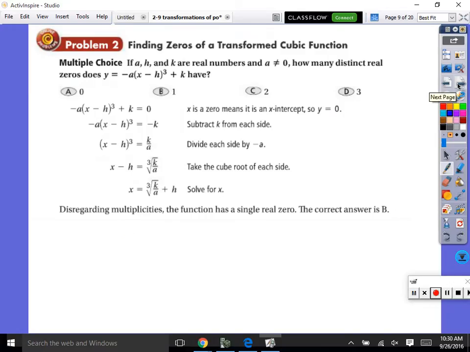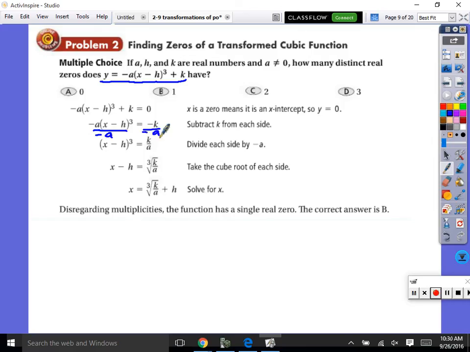He was just asking, so if you're finding the zeros of a transformed cubic function, how many solutions are we going to have? So isn't this the form of a transformed cubic function? Everybody, are we listening still? So if I was to solve for x algebraically, wouldn't my first step be to subtract k from both sides? Yeah. Okay, then we would divide by negative a, correct? Everybody, you see how I'm using algebra? Yeah. So then isn't a negative divided by a negative a positive?